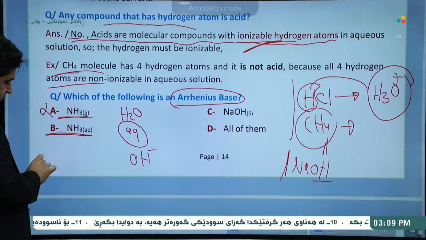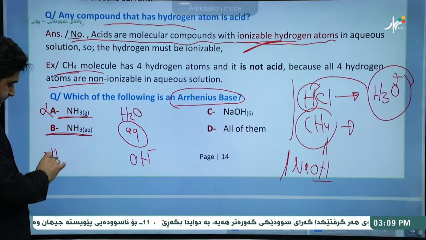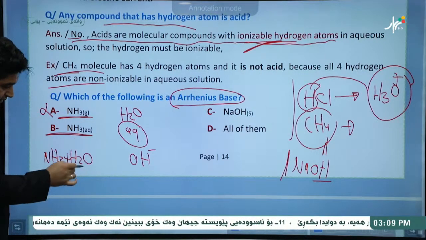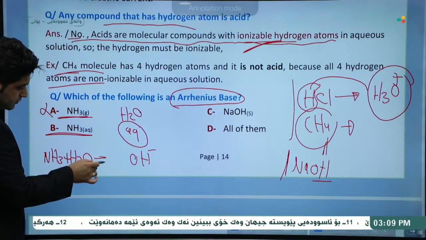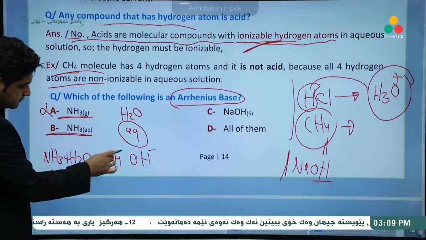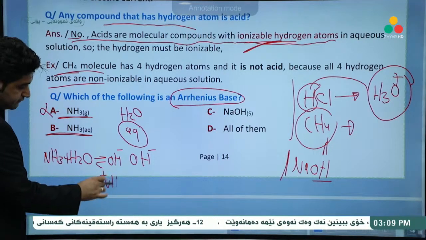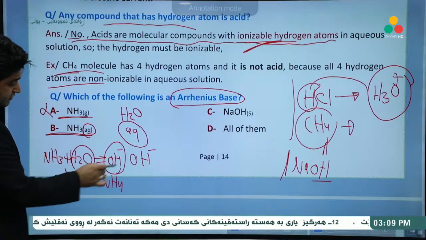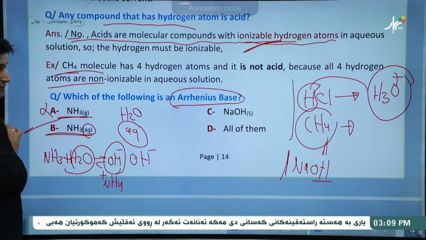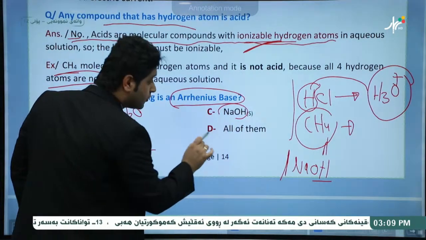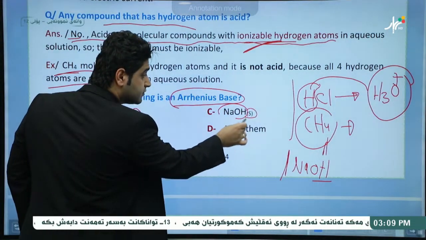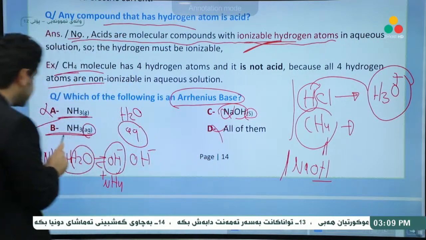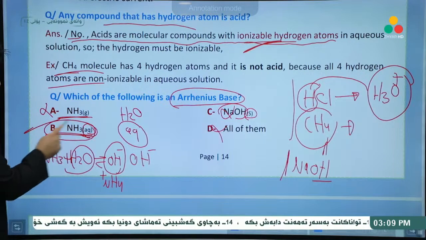Yes, teacher. Because if we put NH3 into water, NH3 aqueous, it means NH3 plus H2O. It can produce OH minus plus NH4 plus. So this is aqueous, and we get OH, so it's an Arrhenius base. NaOH, it's a base, right? No. It's solid. It should be aqueous for Arrhenius. So all of them, no. The right answer is NH3 aqueous.